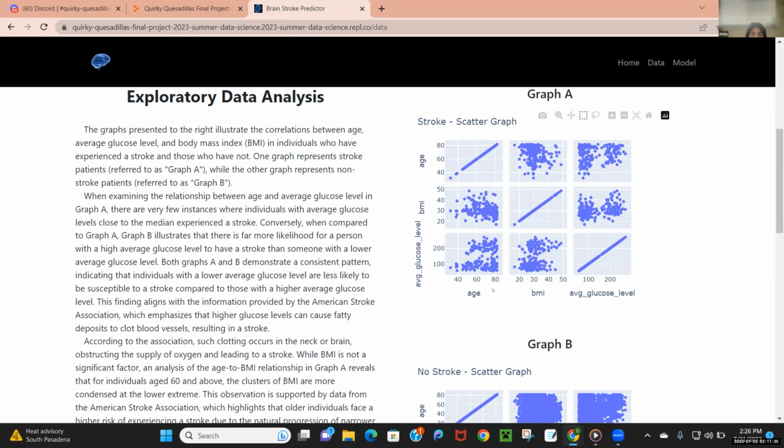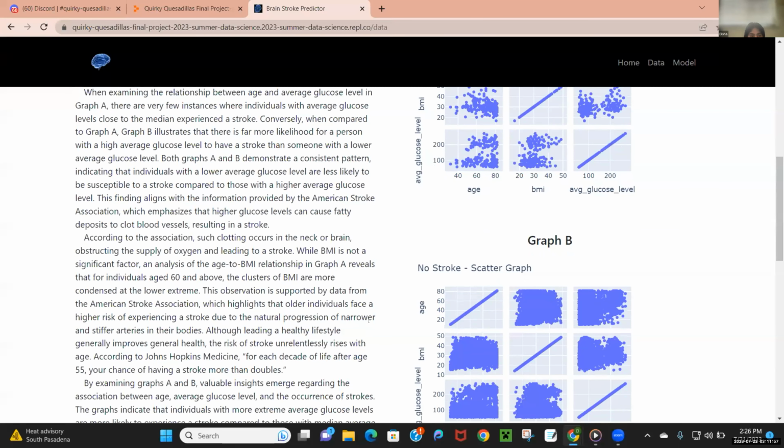The data also shows that older people, especially those over 60, have a higher risk of stroke because their arteries are narrower and stiffer, which tends to increase with age. Overall, these findings highlight the need of maintaining normal glucose levels and taking aging into account when developing stroke prevention measures. Now I'll be passing it on to Deetya to go over the findings for the correlation map.